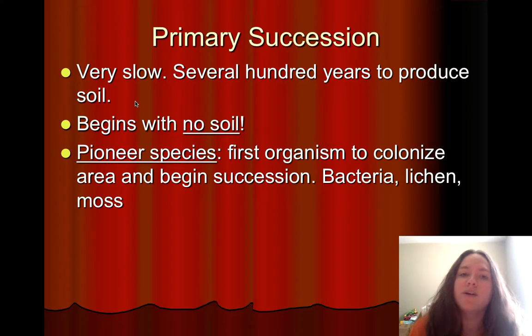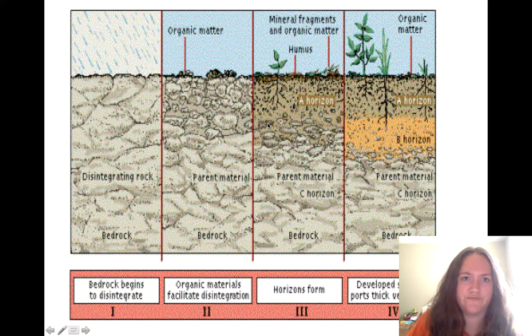So what we're talking about here is primary and secondary succession. Primary succession is a very, very slow process because you don't have any soil. So you have to have things like lichen and bacteria that can break down the rock. These things are called pioneer species. They're the first organisms that come in and colonize an area so that you can then start primary succession. So again, please make sure you know this part right here. No soil is very, very important to know.